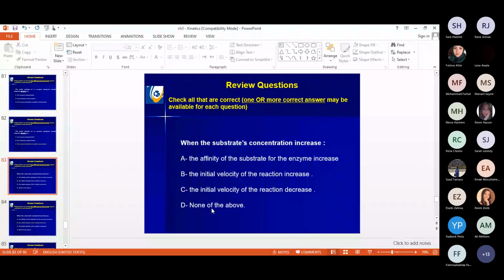When substrate concentration increases, the affinity of the substrate to the enzyme increases, the initial velocity of the reaction increases, the initial velocity of the reaction decreases, or none of the above.